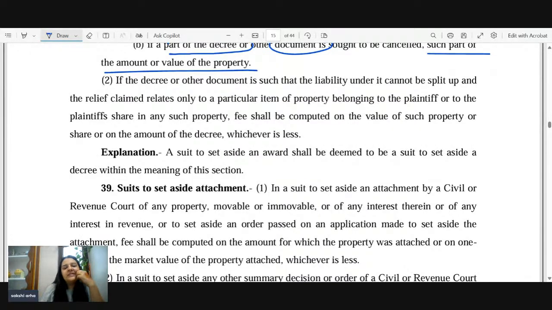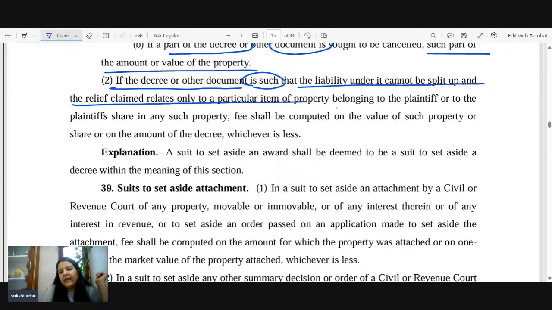Okay, subsection 2 is again important. It says if the decree or other document is such that the liability under it cannot be split up and the relief claimed relates to only a particular item of property. Suppose this is a property. Plaintiff, there are two owners of the property, A and B. Now B wants relief only up to his own value, but we cannot determine the value of B. हम नहीं कैलकुलेट कर सकते कि B की वैल्यू कितनी है.